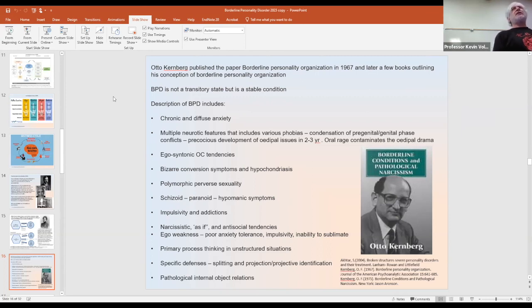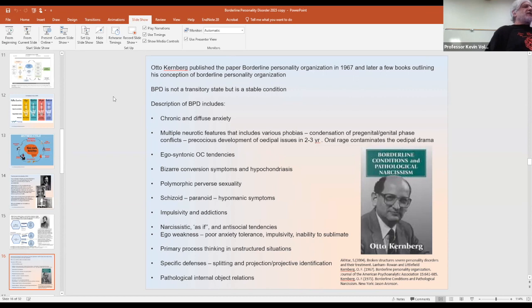Right? Egosyntonic, something that does not seem strange to the person, their ego, their executive function, so this is just sort of normal for them. Okay, it doesn't stand out. Bizarre conversion symptoms in hypochondriasis. Sometimes in BPD people, you'll see them reporting weird physical complaints in their body, headaches, other things. They'll be worried that something's wrong with them.